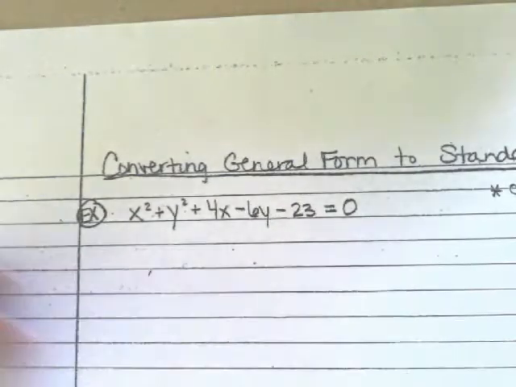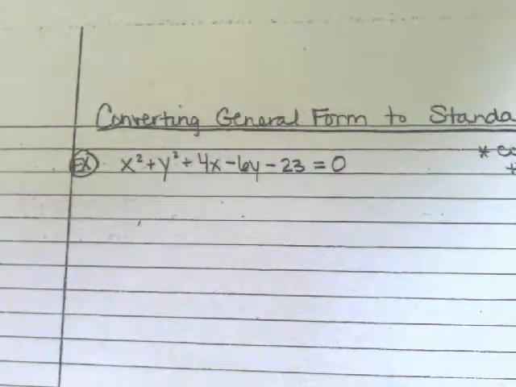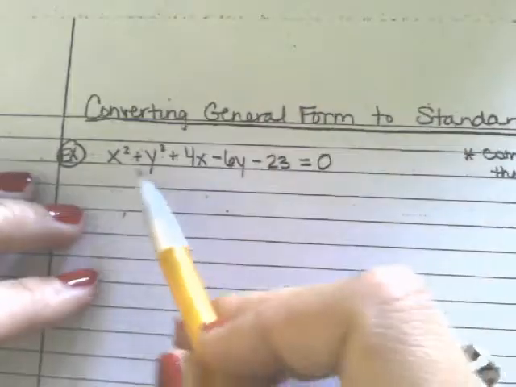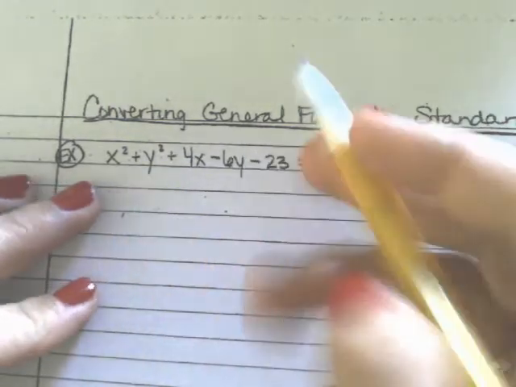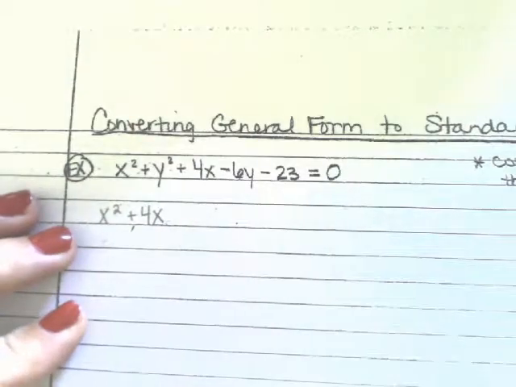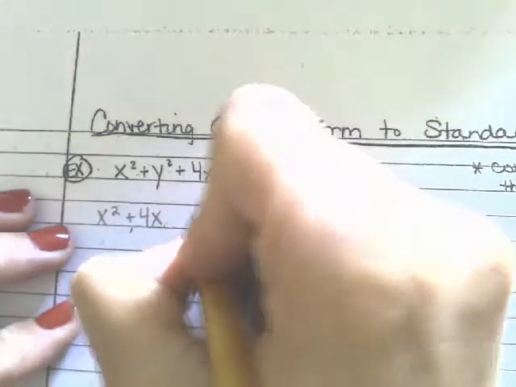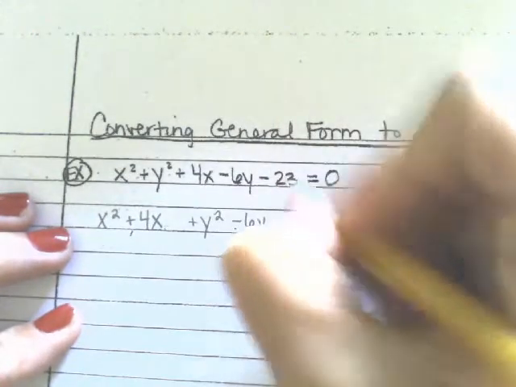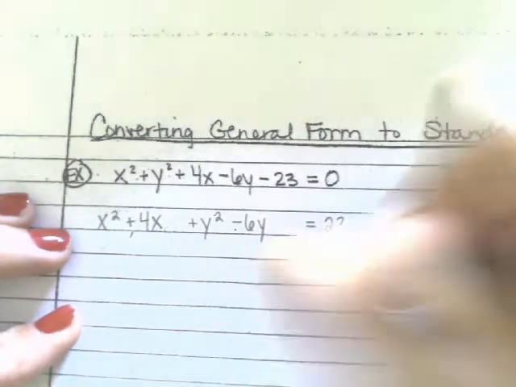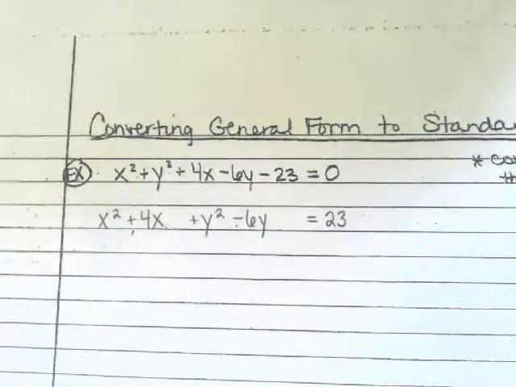Okay. So then the review of completing the square to convert. So the first thing you want to do is rearrange your polynomial so that your x's are next to your x's, so x squared plus 4x. And then your y's are next to your y's, so plus y squared minus 6y. And then get rid of your negative 23, add that over. Any constant you want to get rid of.